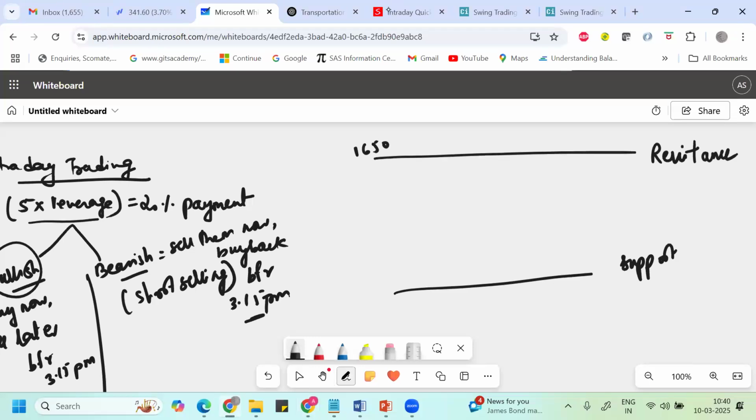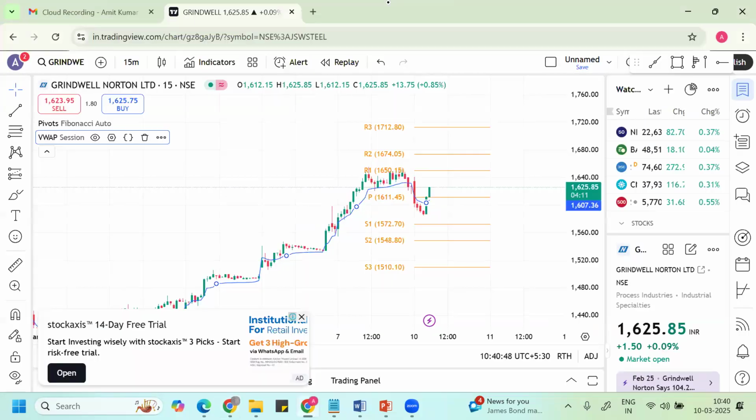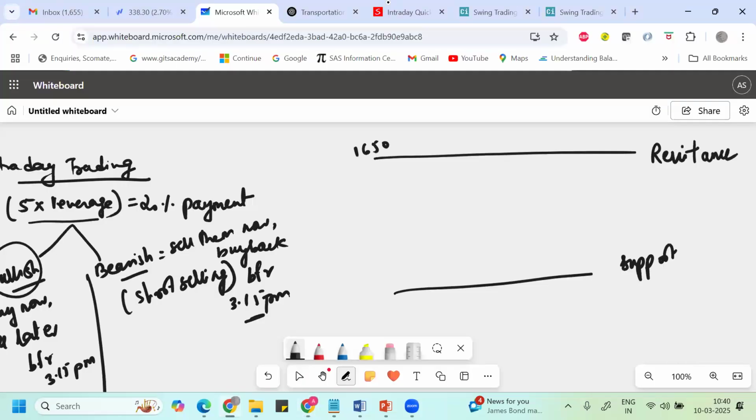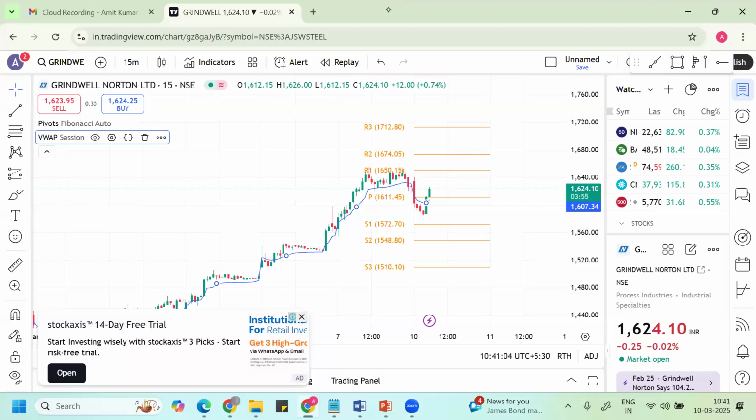1650 is the resistance, while the support of this stock is 1611. So if it goes below 1611, the stock will become negative. And if it goes above 1650, it becomes very positive. But for the time being, it is somewhere around 1624.